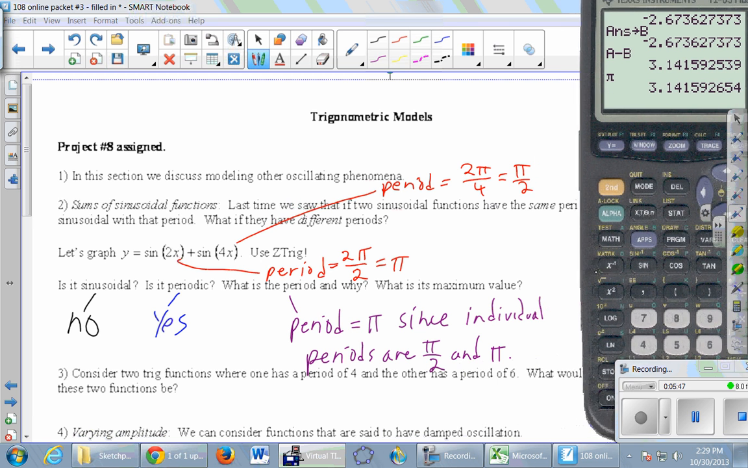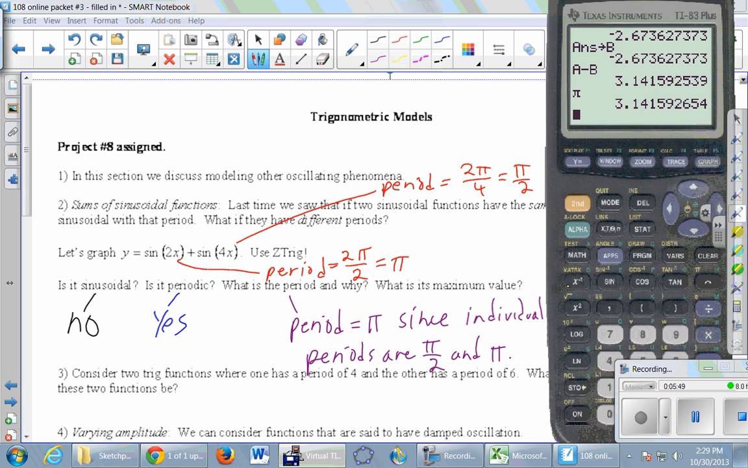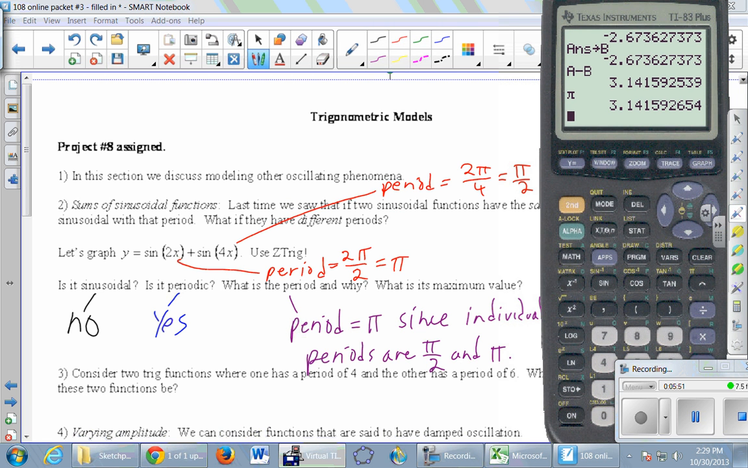Okay, next question here. What is its maximum value? Okay, this question is actually really hard to answer. Maximum value. So if we just think about the graph of sine, then we know that the maximum value normally is 1. So the maximum value of this piece is 1, and the maximum value of this piece is also 1. So it feels like maybe the maximum value should be 2.